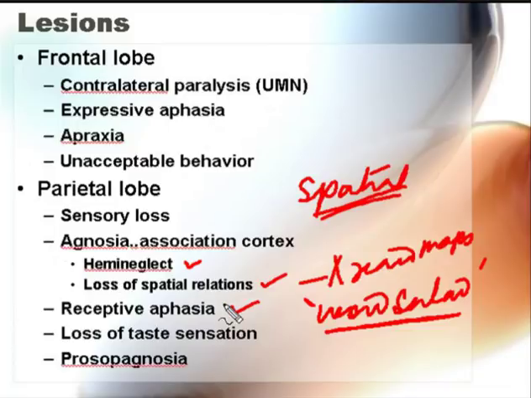If the lower part of the post-central gyrus is involved, these people will have loss of taste sensation. Obviously, the gustatory cortex will go, so they'll have loss of taste sensation. And they also have what is known as prosopagnosia, which is inability to distinguish faces, also called face blindness. So these are some of the things that are seen with parietal lobe lesions.